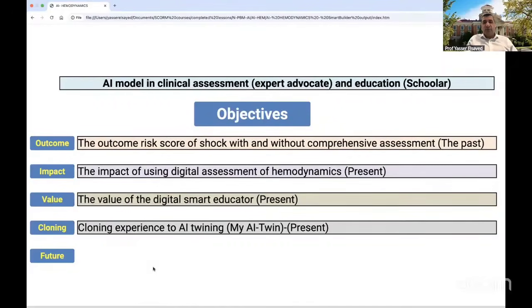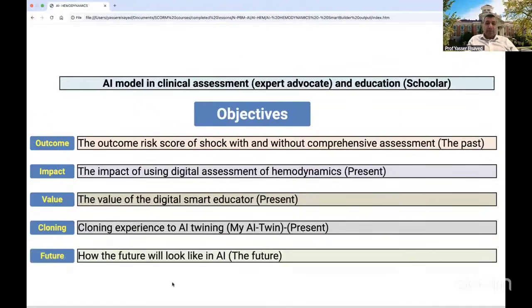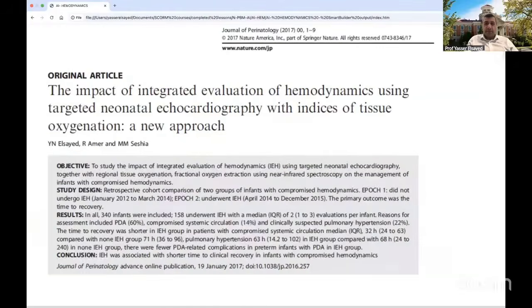So creating a twin of the expert, with everything that I have in my experience, including published articles, presentations, everything that can be linked to the AI, and the AI can give the questions, guidelines, everything. Again, I will show you how we did that. And now we'll talk about how the future looks, or will look, in the AI era. So let us start after this introduction.